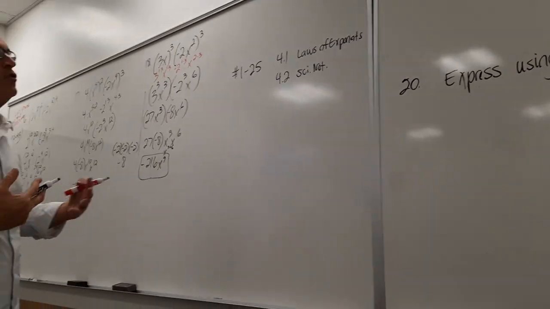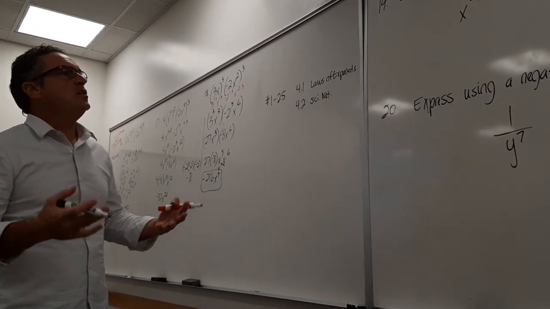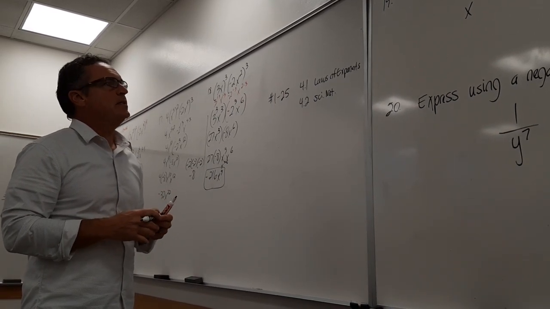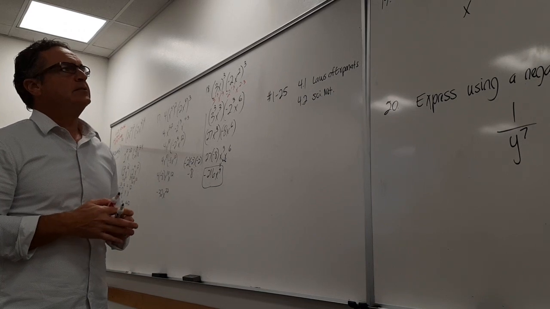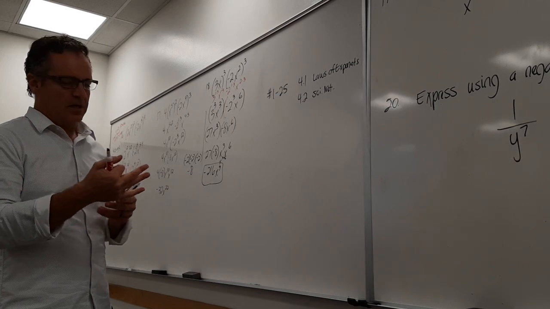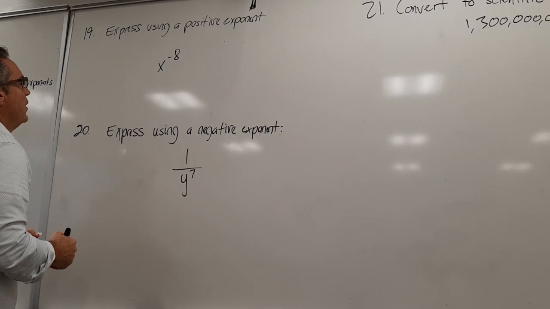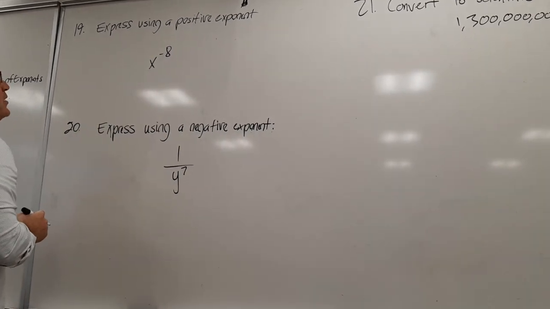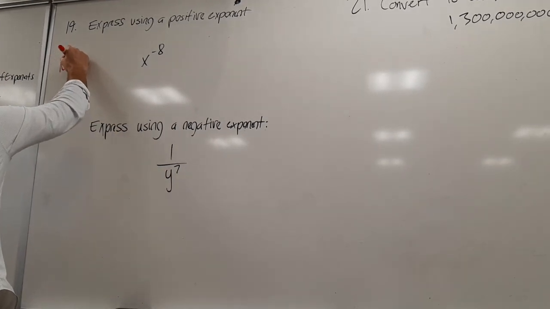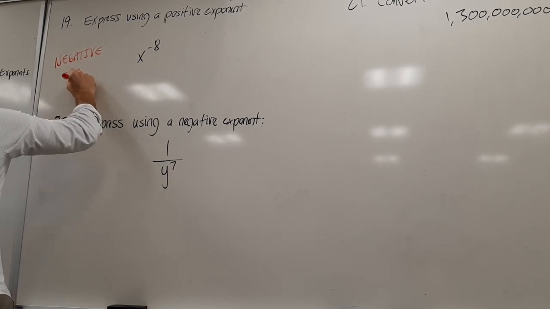But no new directions here. In 19 through 23, we're seeing some, I would say, scientific notation, but maybe even more than scientific notation. There's some scientific notation. There's also a couple of questions here. And I've seen this kind of stuff happen on tests before. X to the negative 8 says express using a positive exponent, okay? So these two right here, 19 and 20, are exemplifying the negative exponent rule.